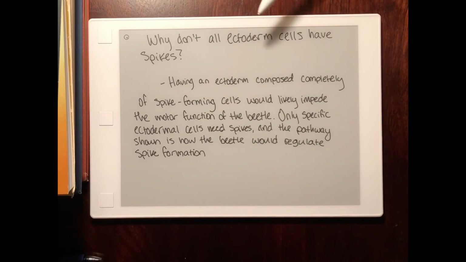All ectodermal cells don't have spikes because, well, the beetle likely doesn't need all of its ectodermal cells to have spikes. If all of the cells were spike-forming cells, that would likely impede the motor function and movement of the beetle. Only specific cells need spikes, and the pathway shown is how the beetle would regulate that spike formation.